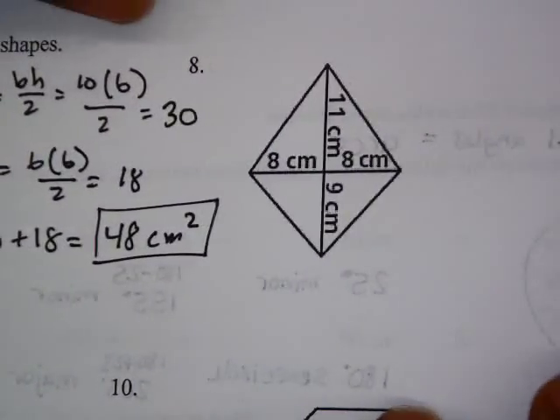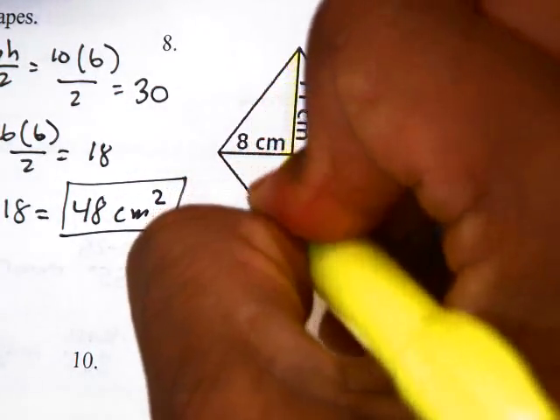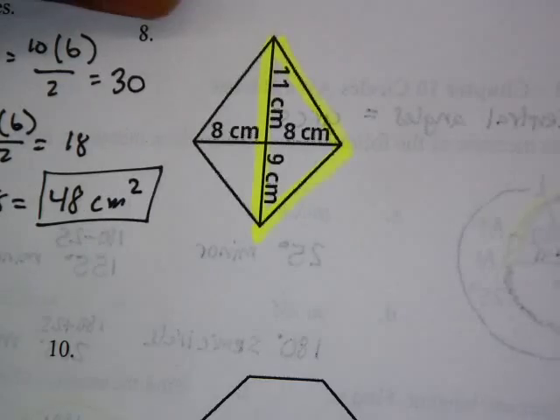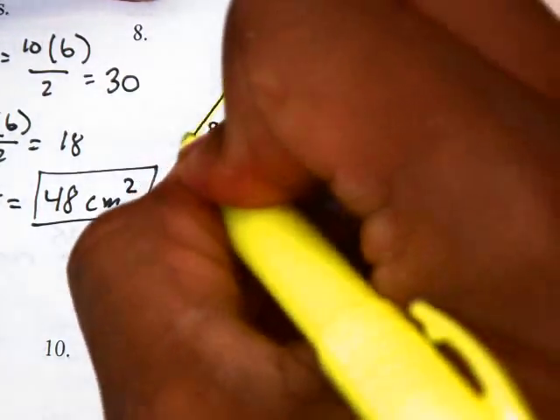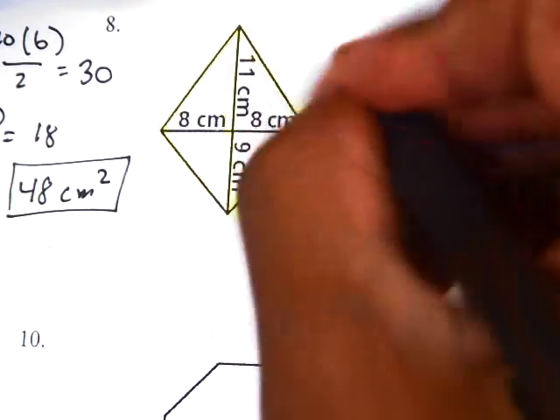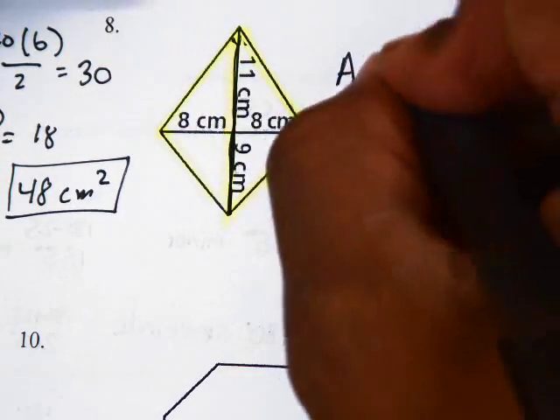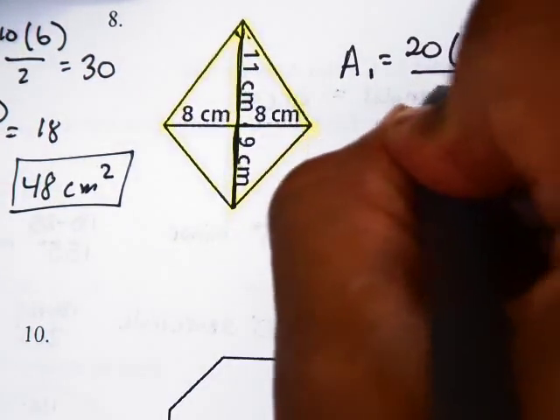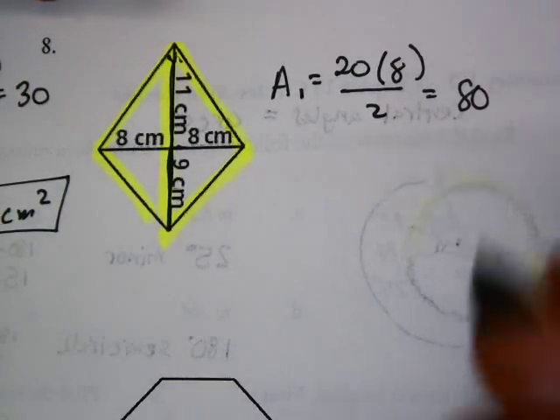I'll do the same thing for number 8. So I know there's a formula for the area of a kite, I just don't remember it. So I can create two triangles. I can create a triangle on the left and the triangle on the right. Looking at the triangle on the left, its base is this whole length, 11 and 9, that makes 20. Its height is 8, and if I divide that by 2, I get a result of 80 centimeters squared.